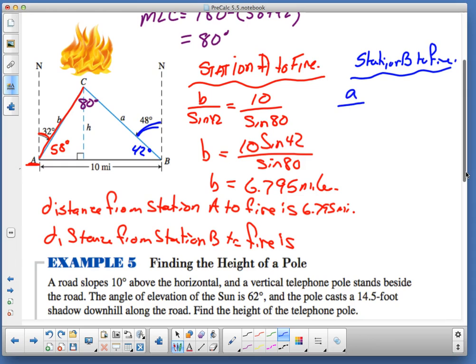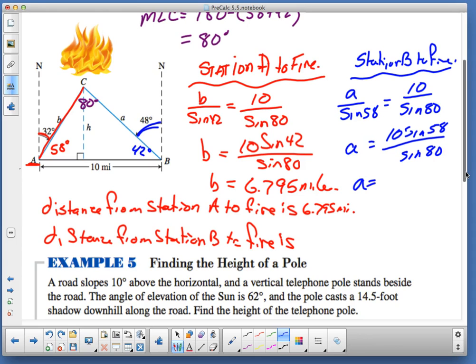And I have A, sine of 58, because sine of 58 is opposite A. And hey, I got 10 over sine of 80. Let's do that again. So A is equal to 10 sine of 58 all over sine of 80. And I just pop that in my handy dandy trusty calculator, and this becomes 8.611 miles.